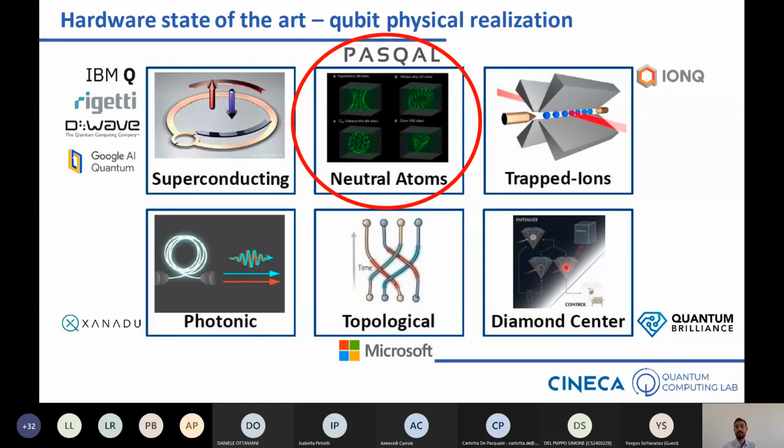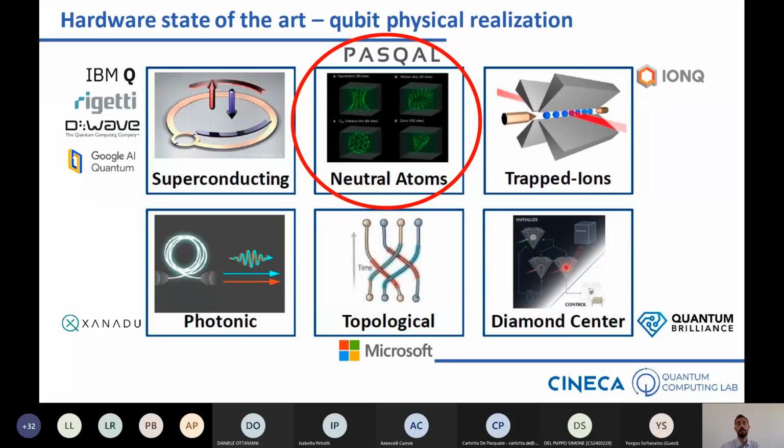As I told you, Pascal is this French startup, and they're working with neutral atoms. The technology is quite similar to trapped ions, but with neutral ones. Basically, they have a vapor of atoms that they are able to trap in a vacuum chamber, and then using pulses, they interact with the atoms and make them compute. The qubit is encoded in the electronic level of the neutral atoms.